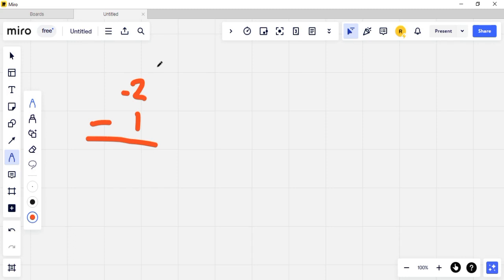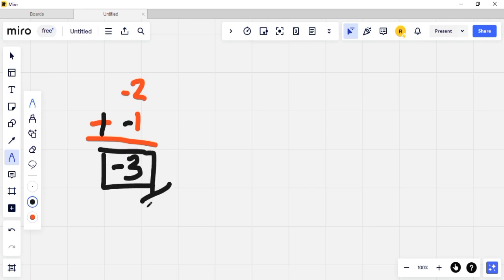Okay, so in subtraction of different signs, all you need to do is change the subtraction to addition, and then change the sign of the subtrahend, which is positive 1, to become negative 1. Okay, these two numbers have the same sign. All you need to do is add the two numbers. So 2 plus 1 is 3. Then copy the common sign, which is negative. So our final answer is negative 3.